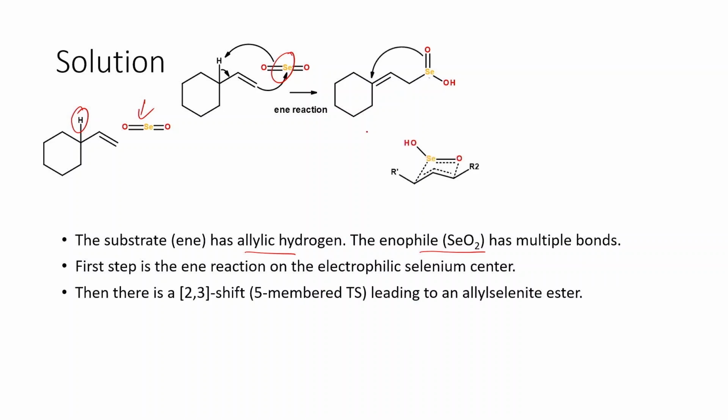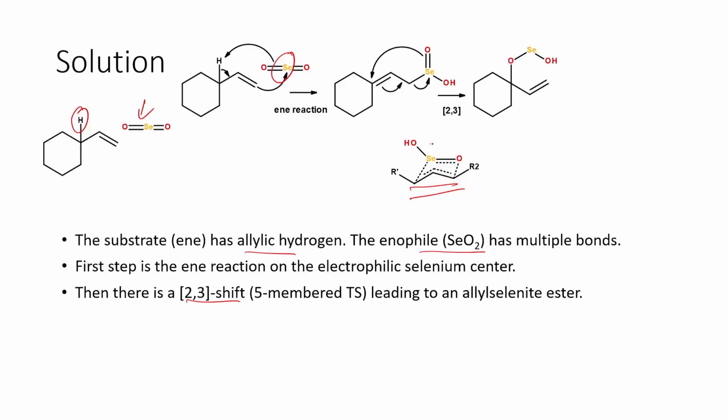And how the reaction actually proceeds is basically shown here. Once this intermediate is formed, it will undergo a 2,3 sigmatropic shift. So here we have a 5-membered transition state. Let us start from selenium: 1, 2, 3, 4 and 5. Five atoms are involved in this particular transition state. So this is the 2,3 sigmatropic shift that happens.